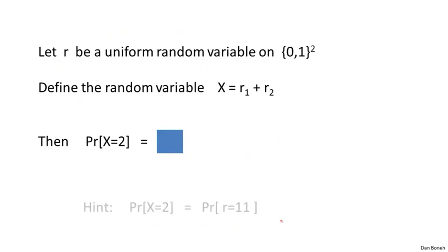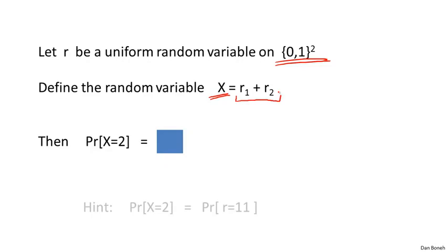Suppose we have a uniform random variable r over 2-bit strings, so over the set 00, 01, 10, and 11. And now let's define a new random variable x to basically sum the first and second bits of r. That is, x simply is the sum of r1 and r2, the first and second bits of r, treating those bits as integers.